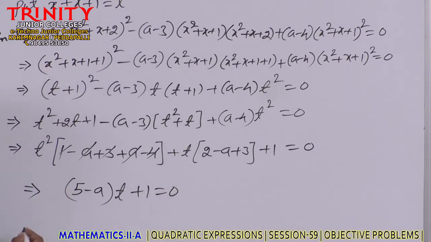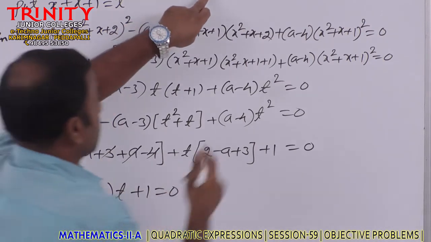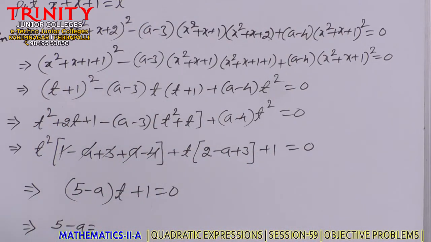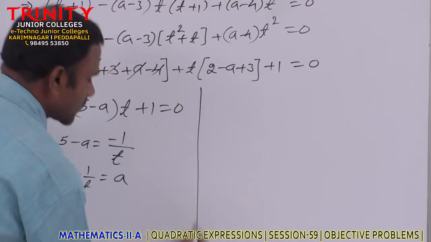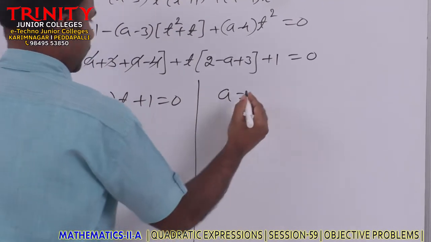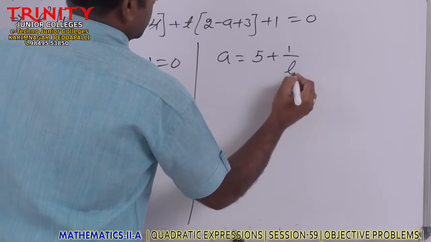We got this one. Then from this, 5 minus a is equal to... we require the values of a. That's what he was asking here, the set of values of a. 5 minus a is equal to minus 1 by t. From this, minus 1 by t we take to the left side, and a we take to the right side. Therefore, we got a is equal to 5 plus 1 by t.